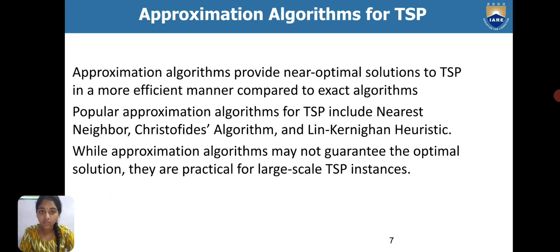While approximation algorithms may not guarantee the optimal solution, they are practical for large scale TSP instances. So these approximation algorithms do not guarantee the optimal solution, but they are practical for large scale traveling salesman problem instances.